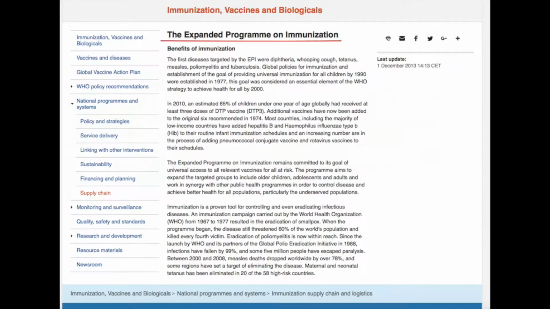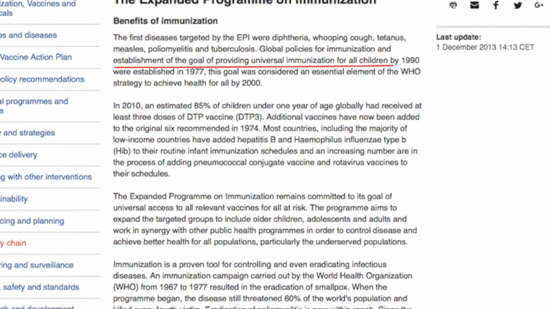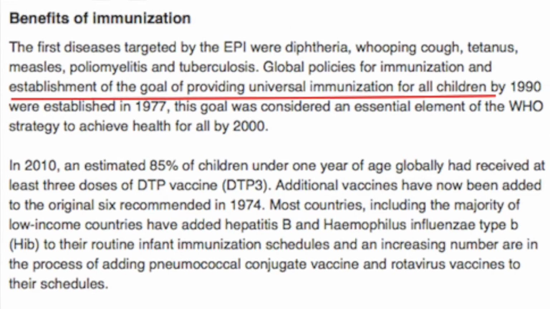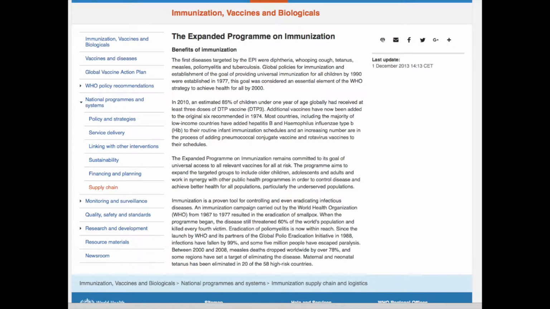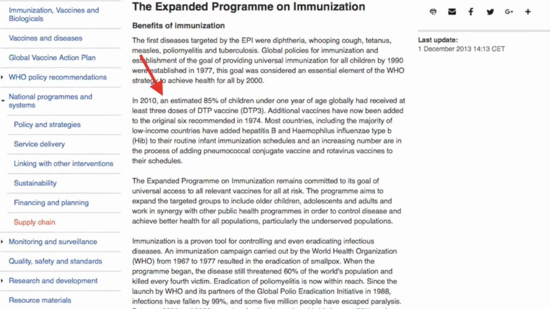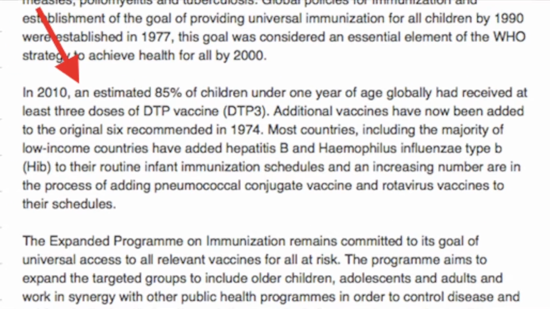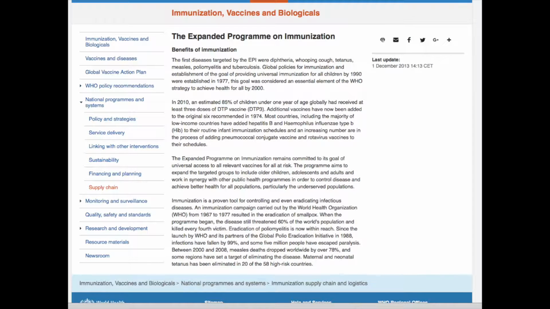World Health Organization's expanded program on immunization. This is a program where they want to immunize every child so they are unable to contract the disease. In 2010, they had given 3 doses of DTP, also known as diphtheria, tetanus, and pertussis, to 85% of children. World Health Organization has extended this program and is trying to get all people to be vaccinated so they are unable to contract diphtheria. Overall, this has helped in the decline of people contracting diphtheria.